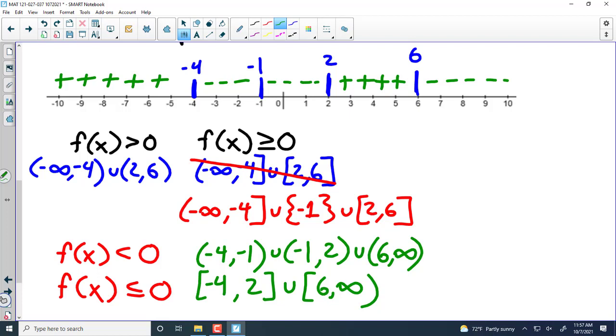When I'm doing below or touching, because I'm touching at -1, I can just gloss right over the -1 and just do a solid one from -4 to 2 with brackets, and then from 6 to infinity with a bracket on 6 and of course a parenthesis on infinity. So these problems have kind of two challenges. One is actually constructing your number line, and then the second challenge is making sure you can actually pull the information you need off of your number line.